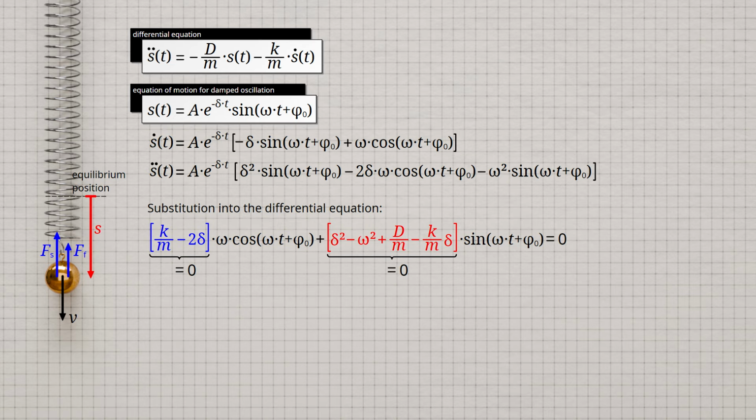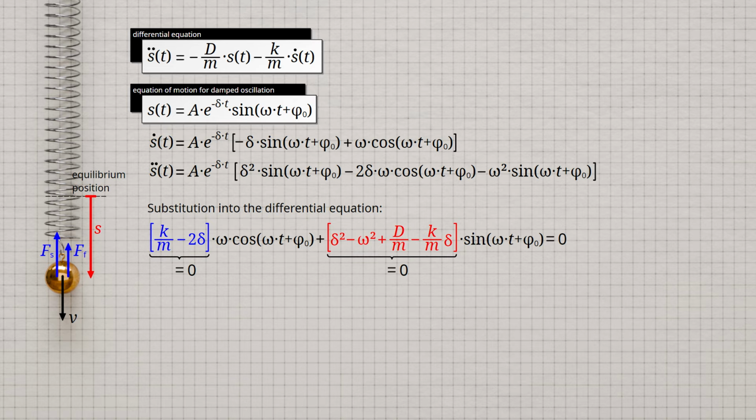If these bracketed terms were not 0, the left-hand side of the equation would not equal 0 at all times due to the sine and cosine terms. But this must be the case, according to the equation. Therefore note, since the differential equation must be satisfied at all times t, this is only possible without contradiction if the expressions within the brackets are 0 for all times. From these conditions, we can now determine the decay constant delta.